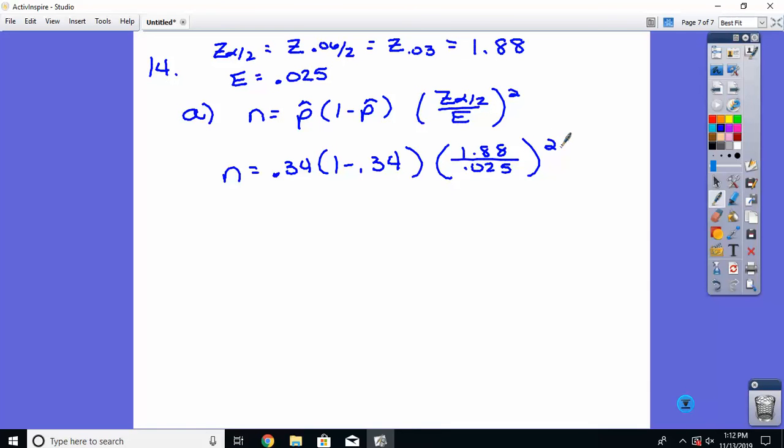So now we plug this in. On these, you always have to round up. You get n to be 1,268.99. So you always, no matter what the decimal is, round up to the next whole number. So we need 1,269 people.